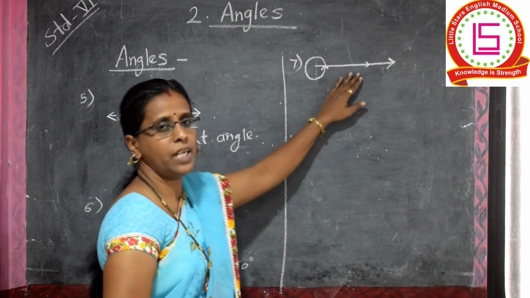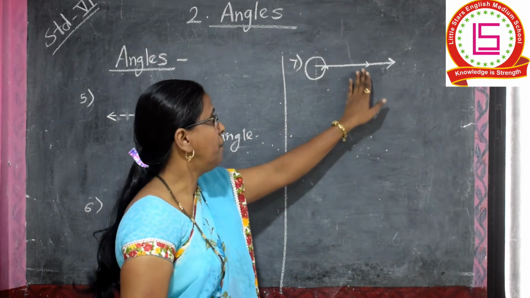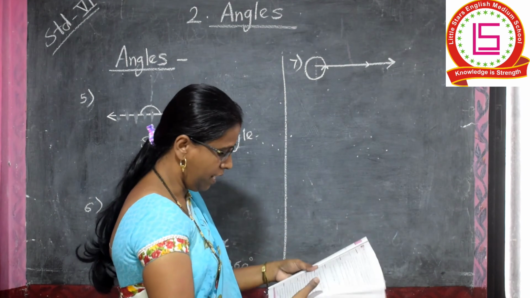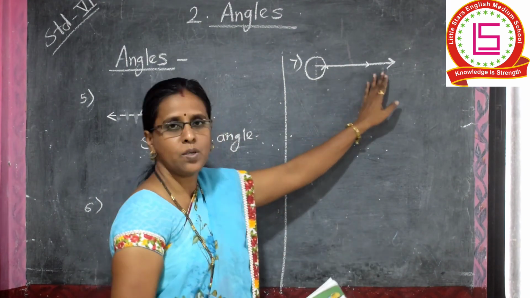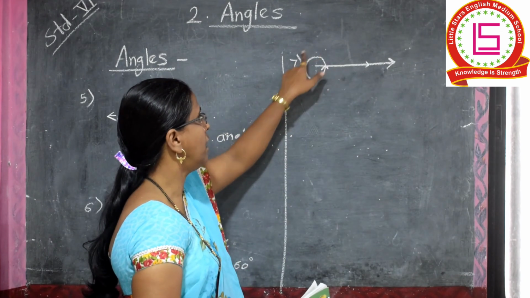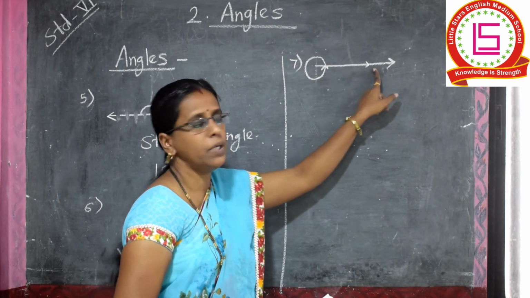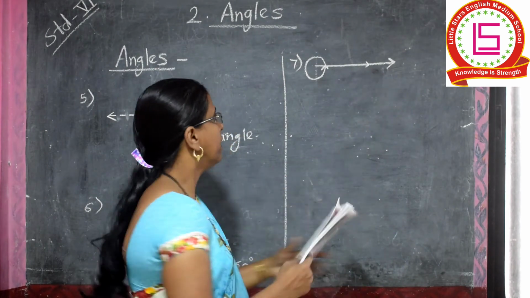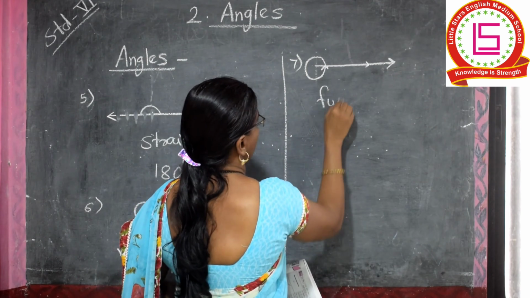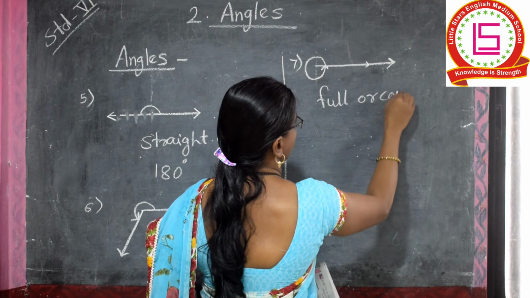if the arms of the angle rotate fully and complete their rotation, one rotation is completed and at the last come back to its original position, okay? This angle rotates around this and completes one rotation and comes back to its original position. Then this angle is called a full or complete angle.